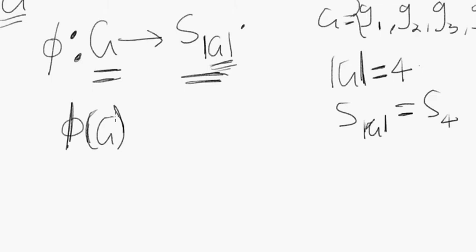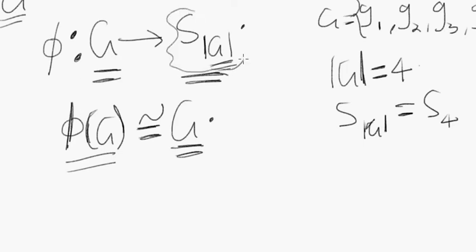It may change in the process of this video, who knows, but what we're going to show is that phi of G, which is the image of G, is actually isomorphic to G. That is, we will produce an isomorphism between G and phi of G. Phi of G is the image of G. Notice that phi is a map from G to the symmetric group on G elements. So it means that the image of G is some subset of the symmetric group.